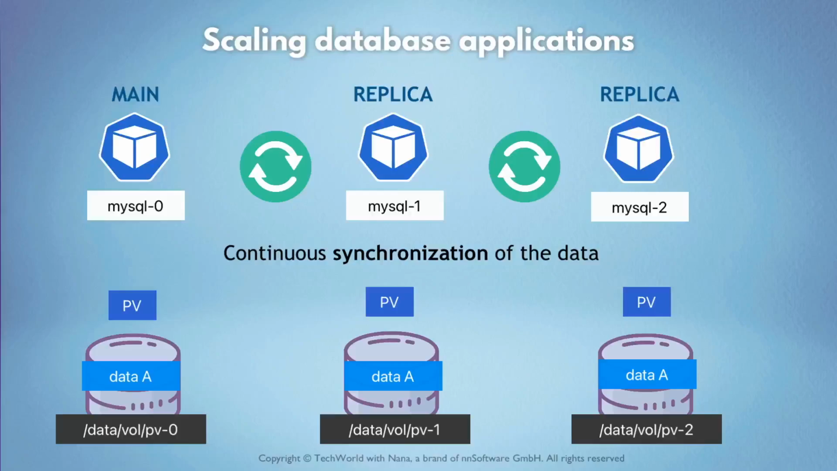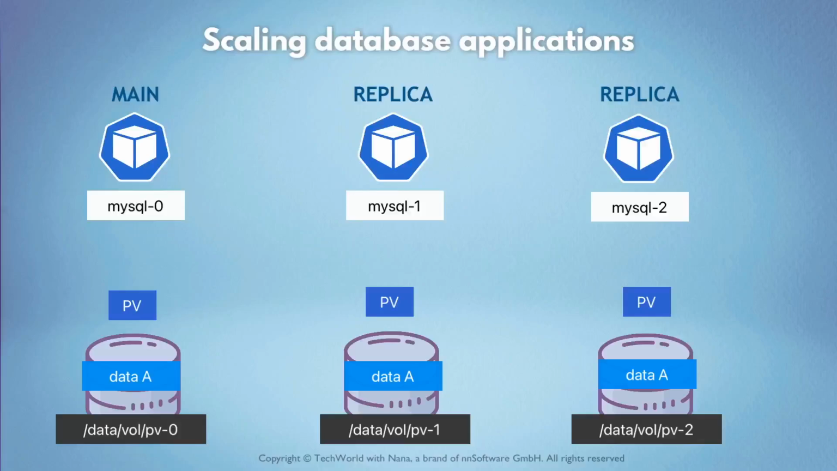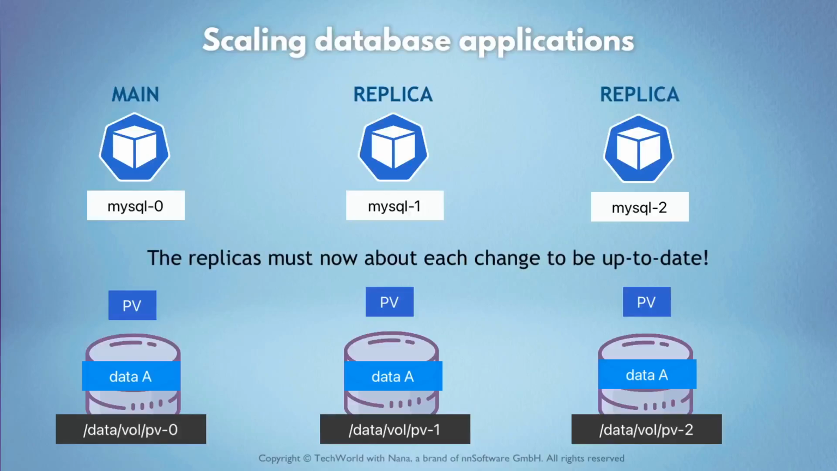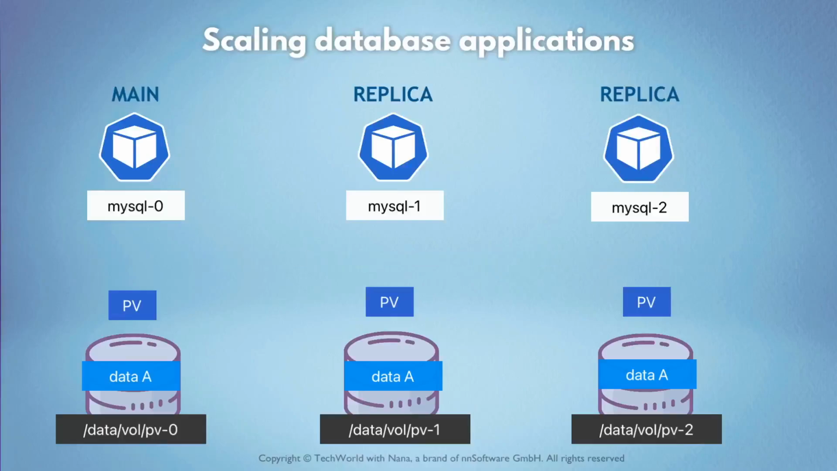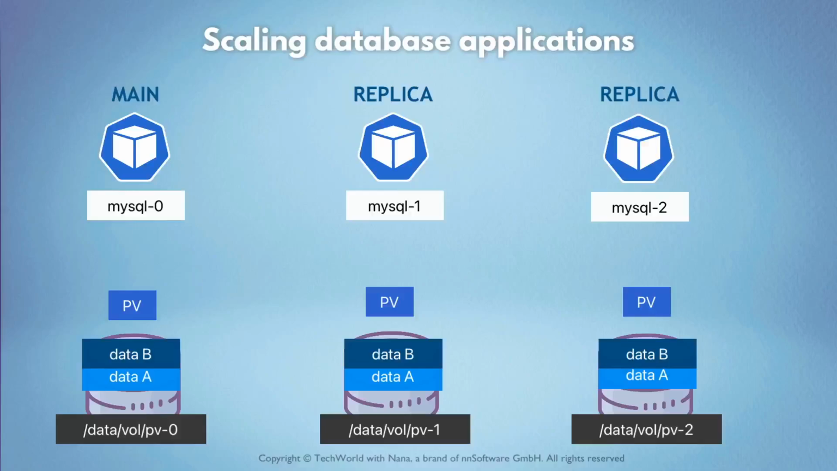And in order to achieve that, they have to continuously synchronize their data. And since the main is the only one allowed to change the data, and the replicas need to take care of their own data storage, obviously the replicas must know about each such change so they can update their own data storage to be up to date for the next query request. And there is a mechanism in such clustered database setups that allows for continuous data synchronization. The main pod changes the data, and all replicas update their own data storage to keep in sync and to make sure that each pod has the same state.